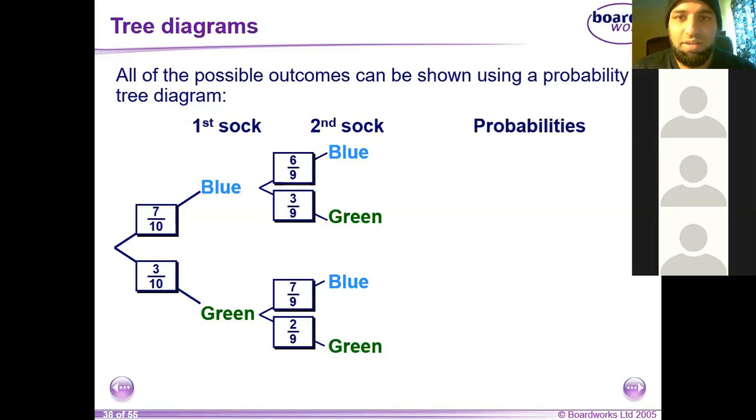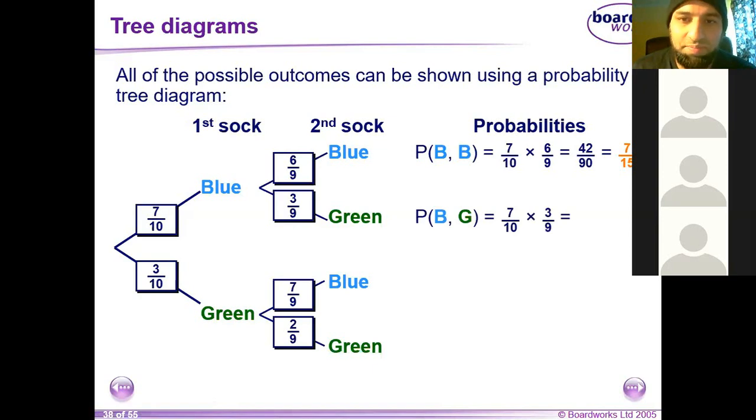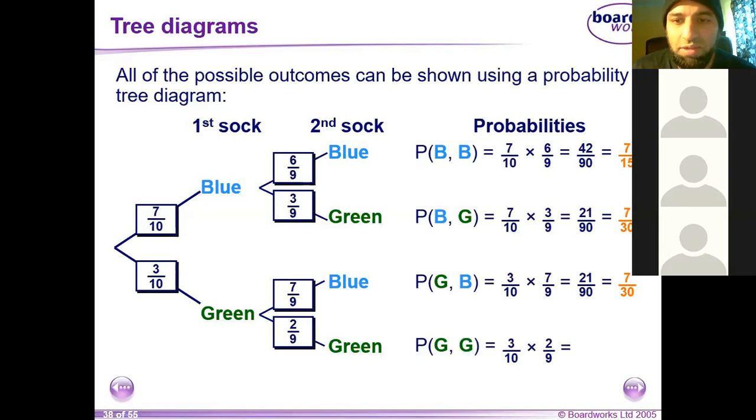Excellent. So now, the probabilities. If I want to get a blue and a blue, one and the other, what do I do? I simply multiply them. I personally turn it into a decimal. You can multiply the fraction as well. Blue and green, multiply them. Green and blue, multiply them. And green and green, multiply them. And you get your probabilities. So it's that easy. On a tree diagram, you've just got to write the probabilities down. And then it's done.